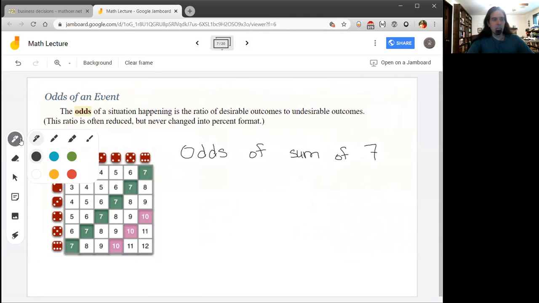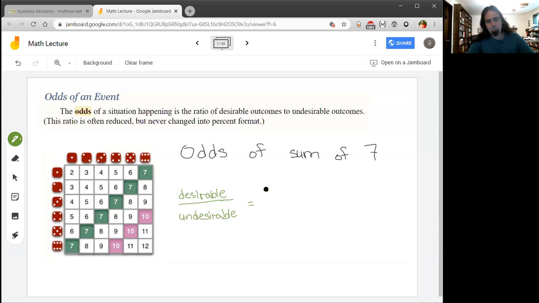So we're again going to make a fraction, a ratio, but now it's not desirable over total like it was for probability. It's desirable over undesirable. So it's still true that there's 6 ways to make a sum of 7 when you roll 2 dice. But I'm not going to put 36 on the bottom anymore. It's not the total that goes here. Instead, it's all the ones that we didn't just count.